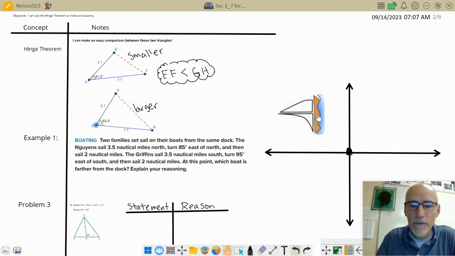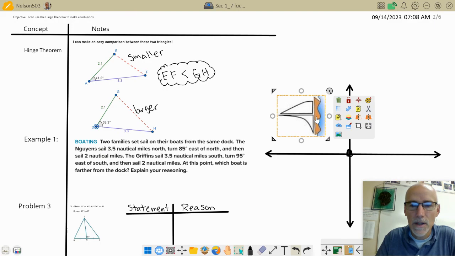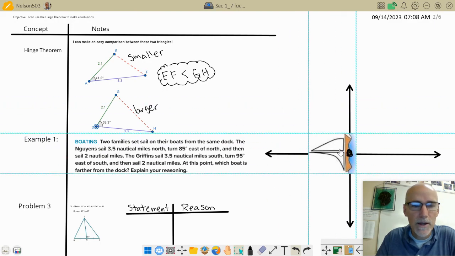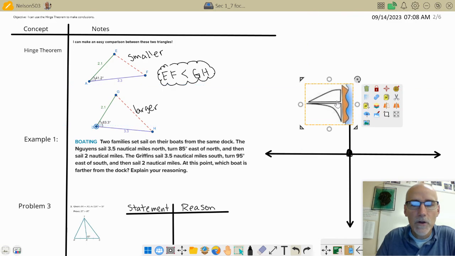And so if I grab the boat, oh geez, why is it not letting me choose the boat? Hold on one second here. There we go. If I grab the boat and I put it at the origin and I go due north for 3.5 miles, and then I turn 85 degrees east of north.